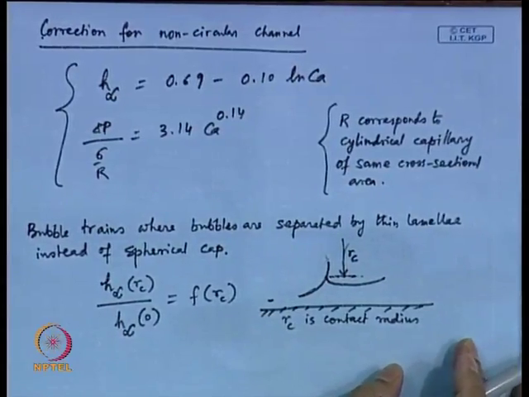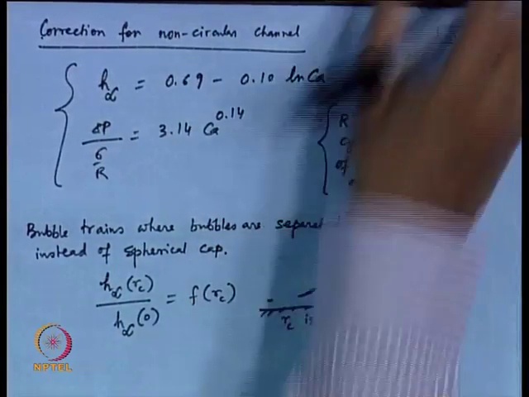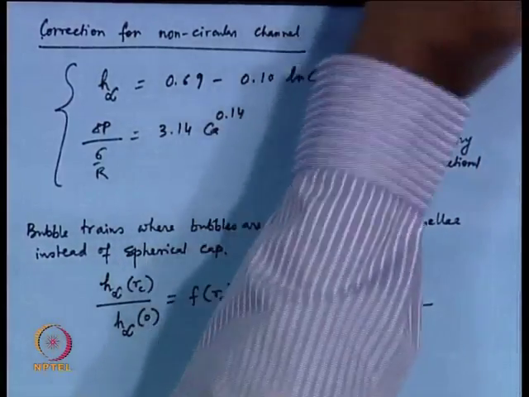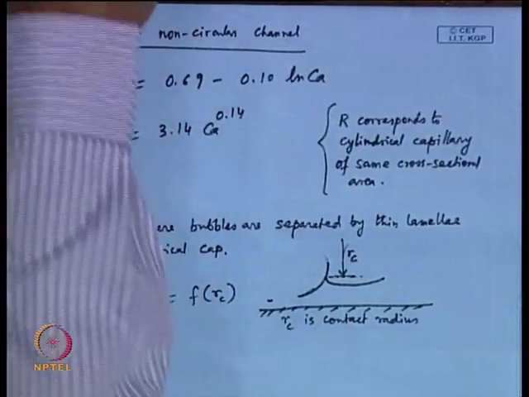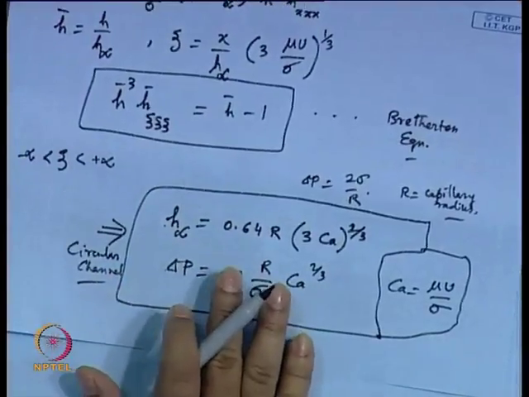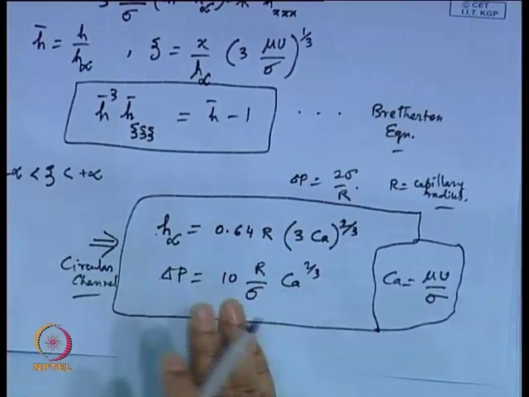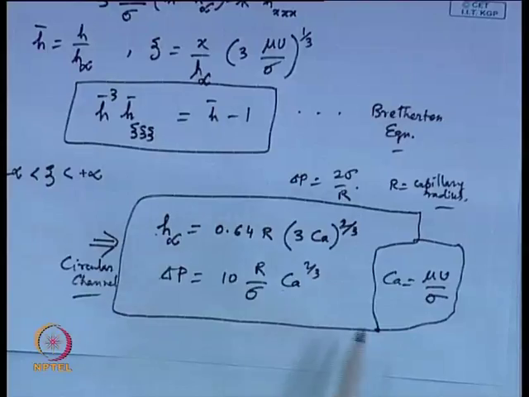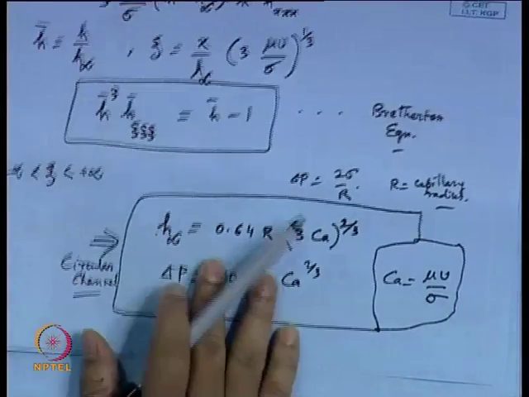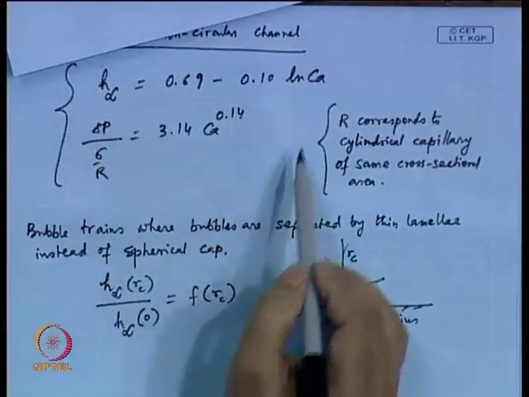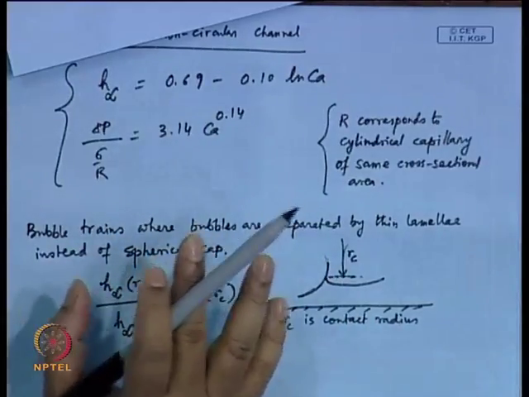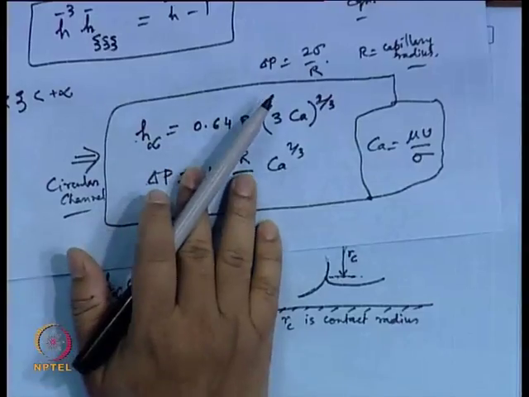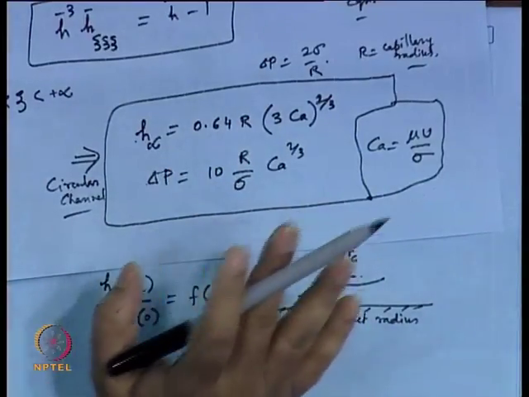What we are heading to is that the most important expression you should take from here is the one that I proposed earlier for a circular channel. This is the expression you will see quoted in many research papers and books, where you have H infinity and delta P. For non-circular channels, I have seen a particular research paper where such an expression has been derived and obtained.